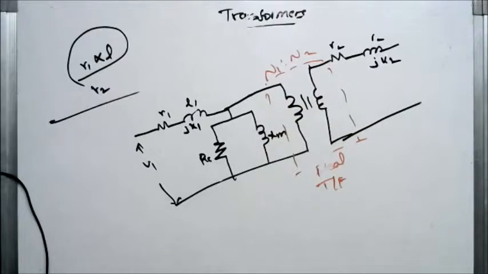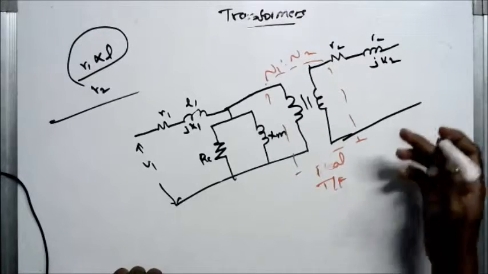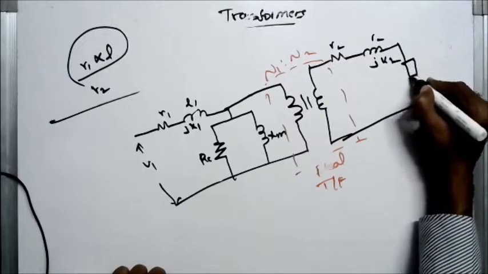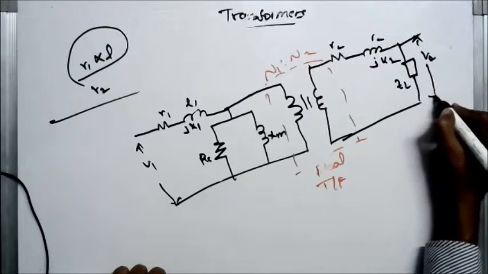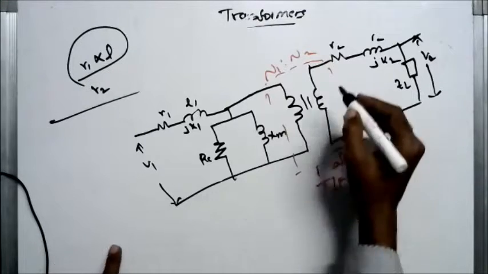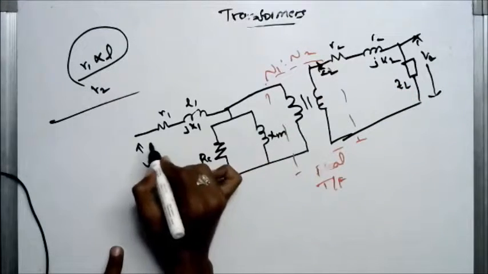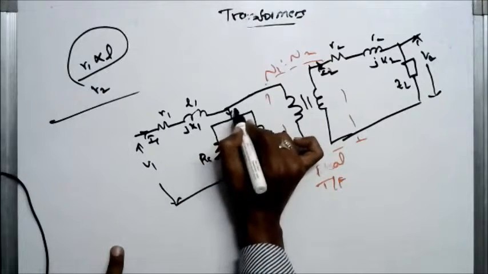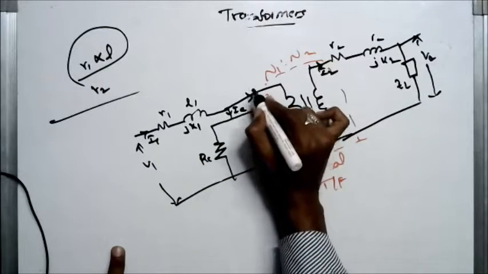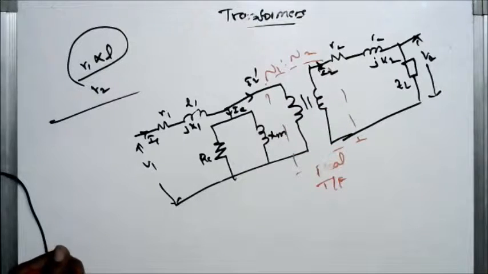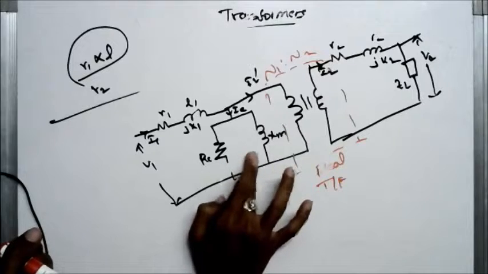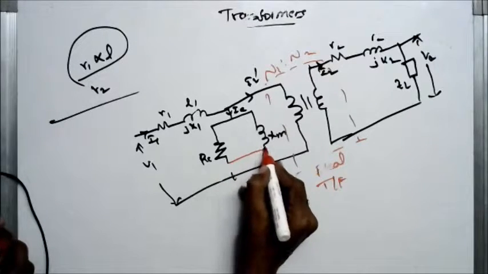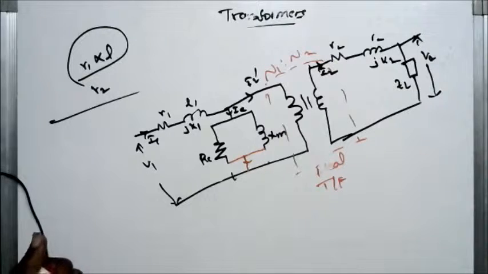This is the load we have connected, ZL. This is V2, the load voltage. Here I2 flows. Here I1 flows. Here IE flows. Here I2 dash flows. This is the equivalent circuit, the exact equivalent circuit of the transformer. Or you can write this in this way also.